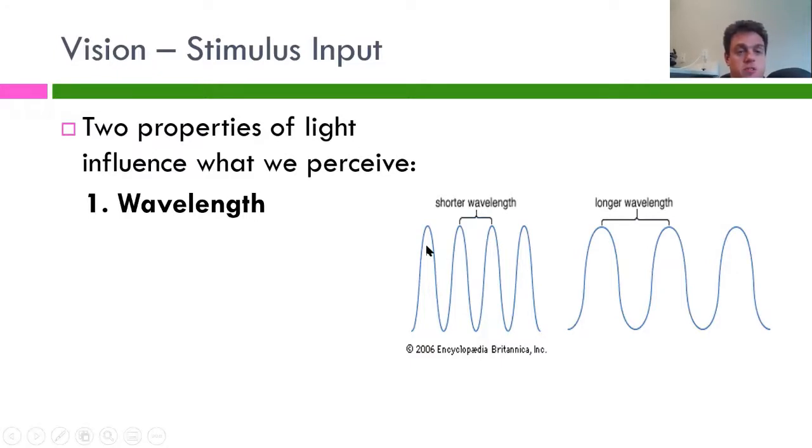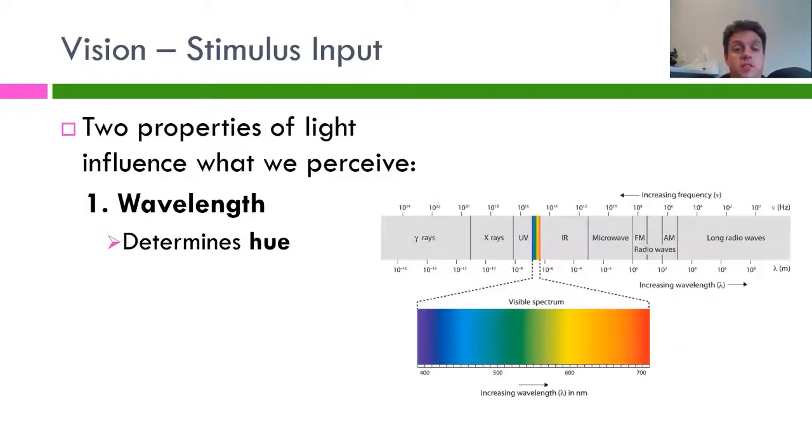There's actually two of these though. One is going to be wavelength, and this is going to determine what color we see. So shorter wavelengths are going to give a different perception of color than a longer wavelength. Wavelength is going to determine what's called hue. Hue is really the proper term. The reason we don't say determines color is because color is a little more complicated than that, which we'll get to in a second. But yeah, shorter wavelengths are going to give us different hues than longer wavelengths.